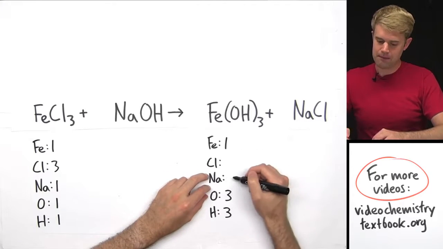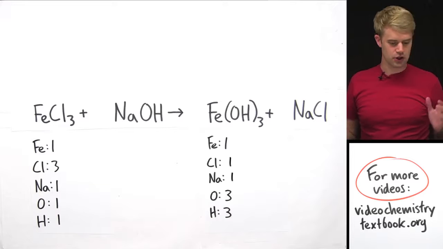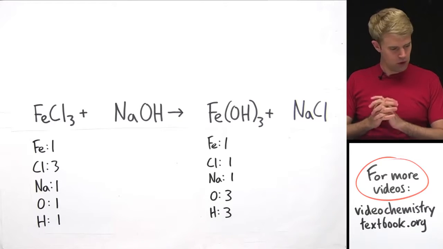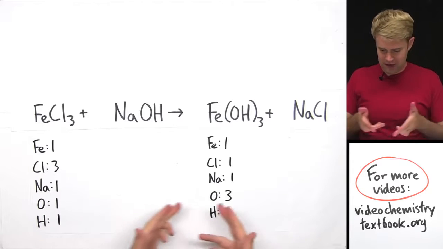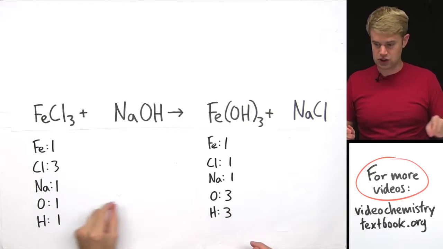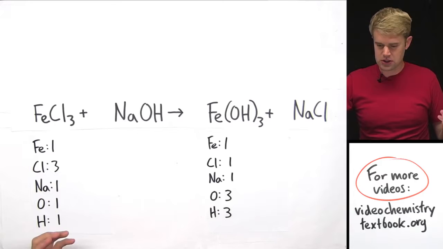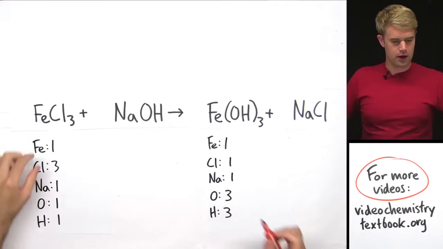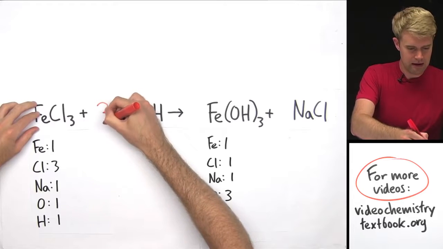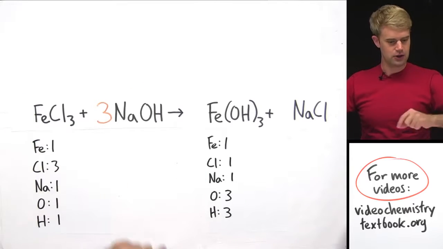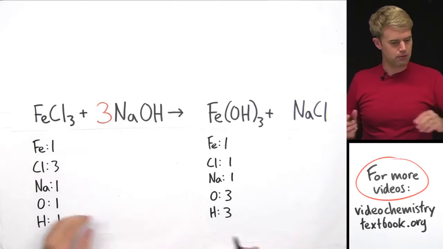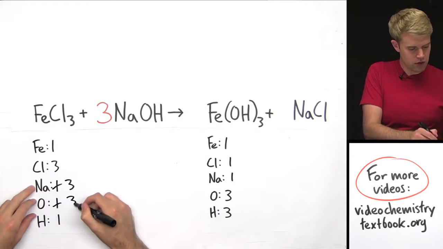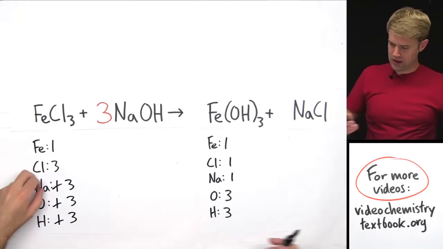And then we have Na and Cl, so 1 each of those. Okay, so where are we going to start with this? Well, I have an imbalance in my oxygens here, so I might as well just start there. Okay, so 3 here, 1 over here, so I'm going to put a 3 in front of NaOH. Okay, so that is going to multiply all this stuff by 3. I'm going to have 3 Na, 3 O, and 3 H.